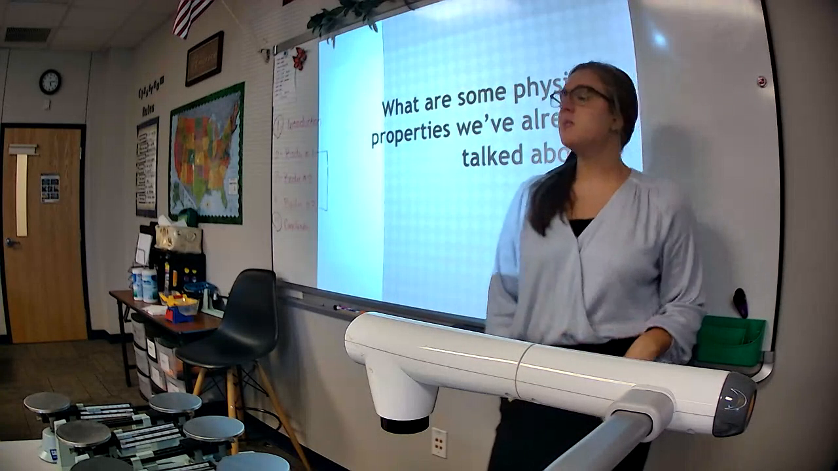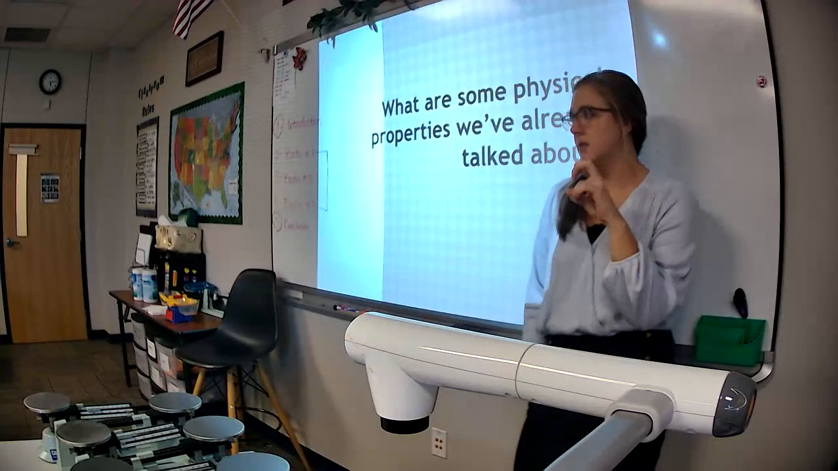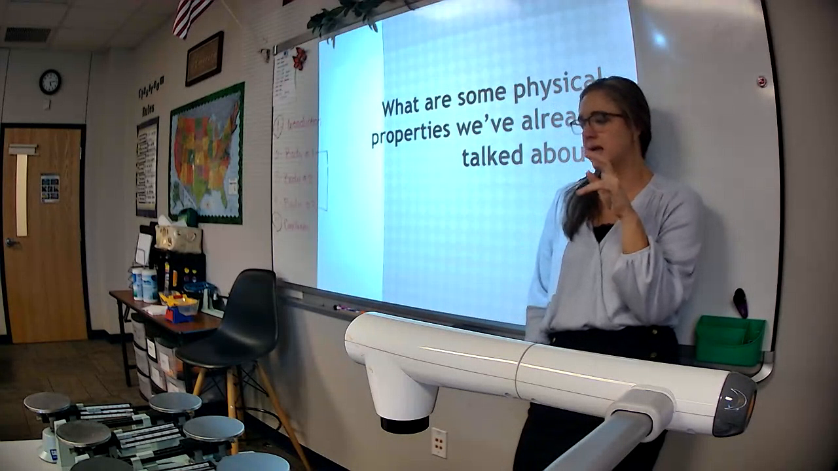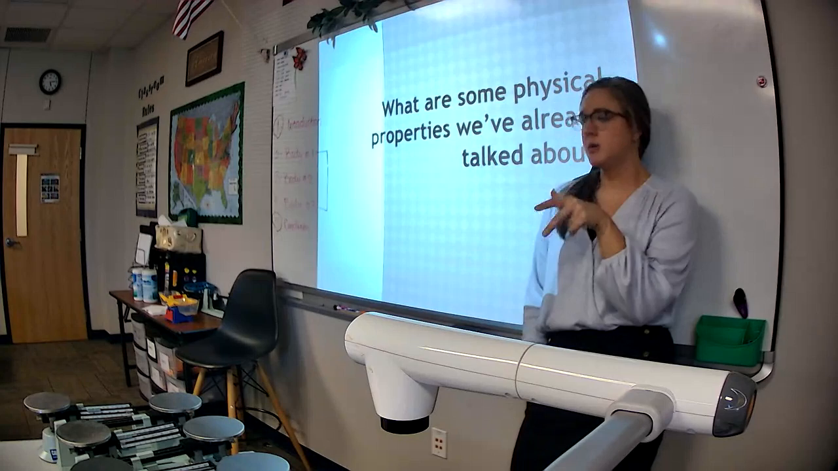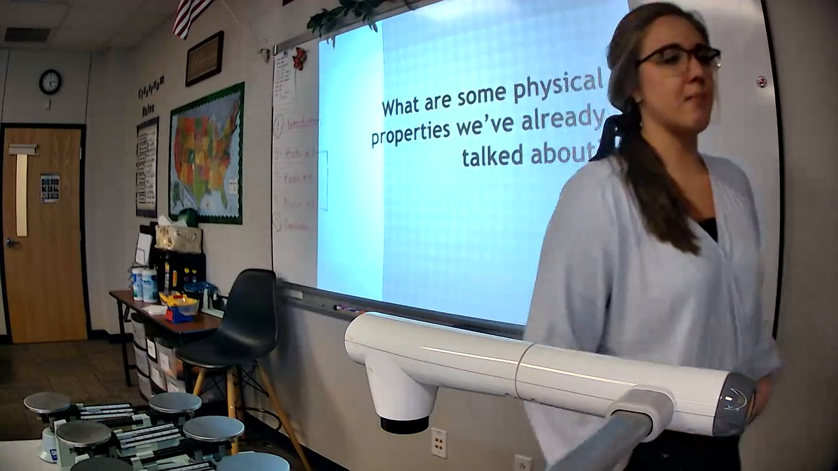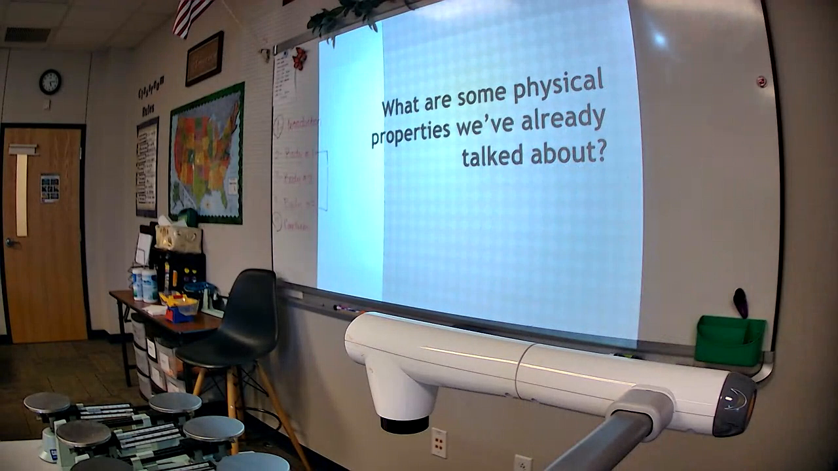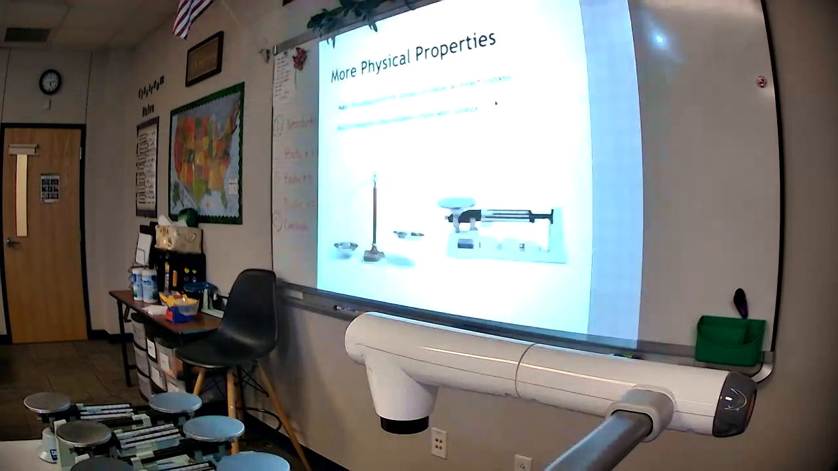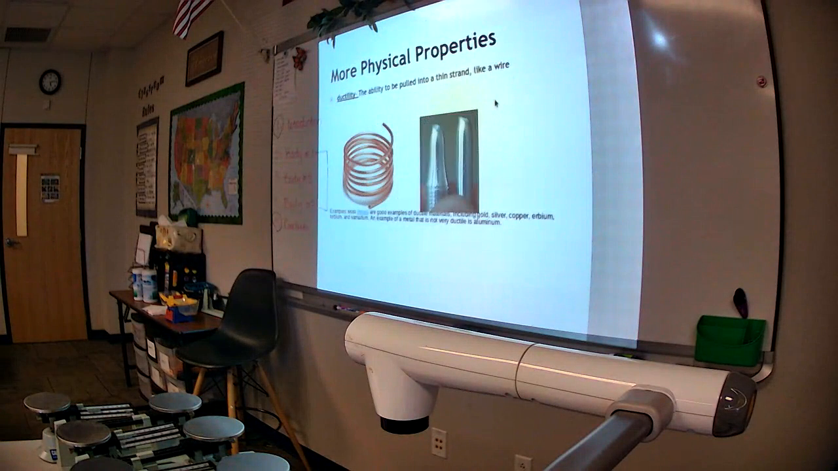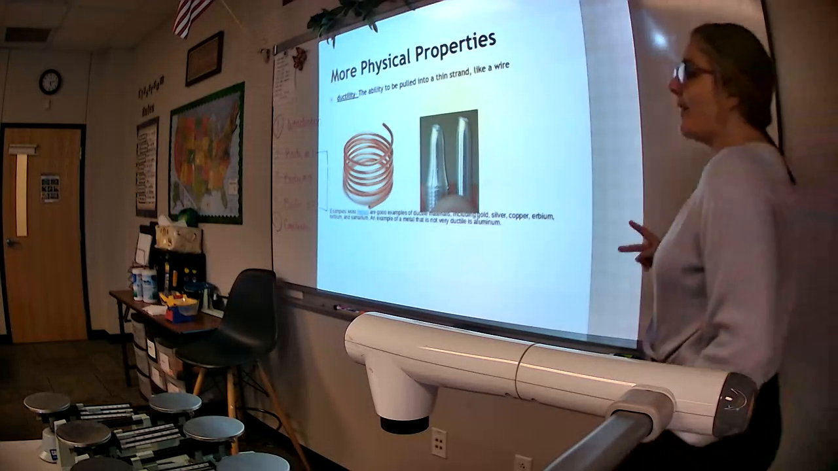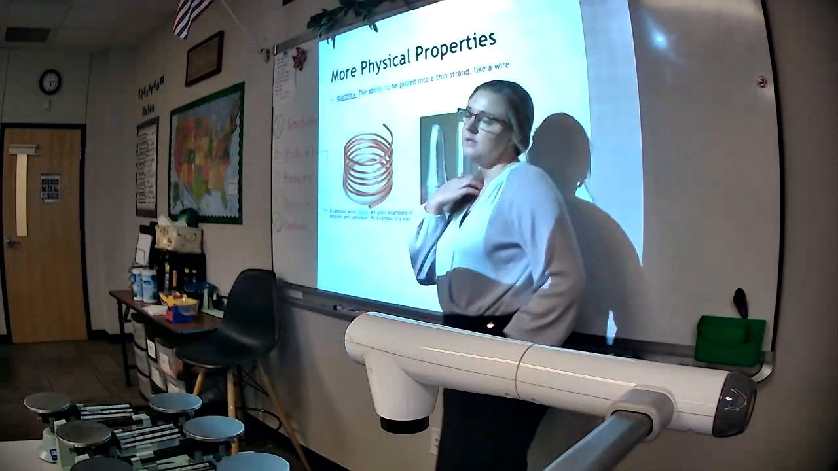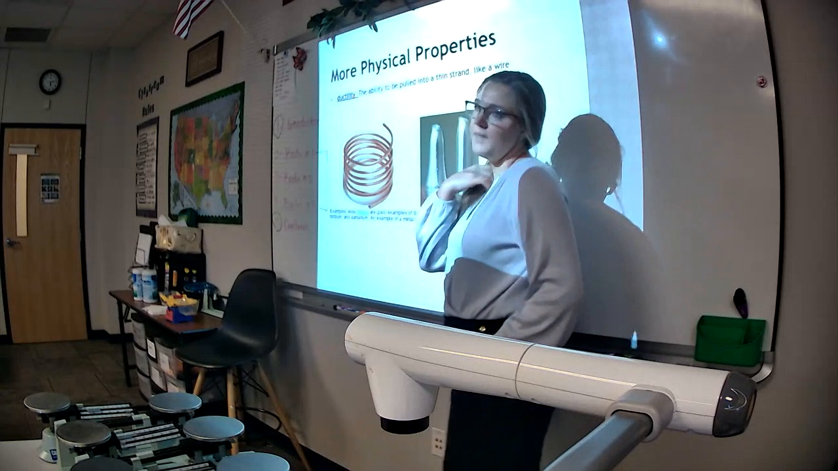Which one's more scientifically correct, or what we use mostly in science? Parker? Triple beam balance. Okay? Which is what we're going to practice with later today as well. Now, beyond mass, we're also going to talk about two more today. Those are ductility and malleability. This is where your notes pick up for today.